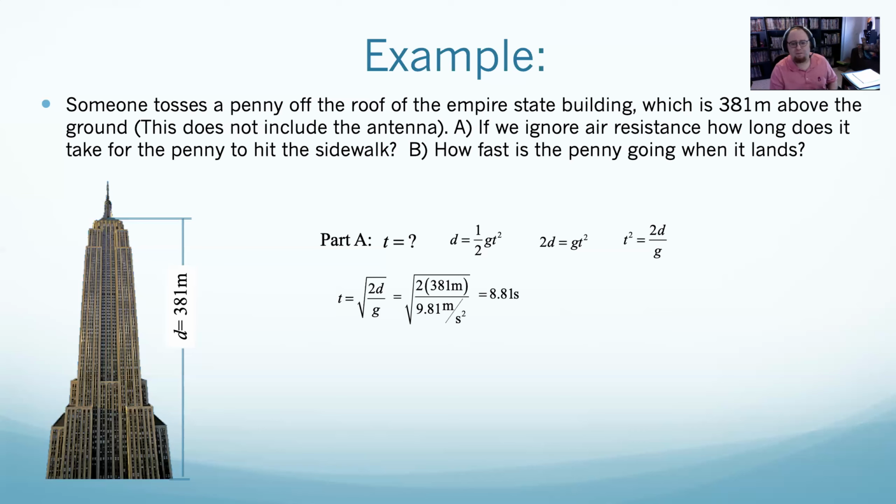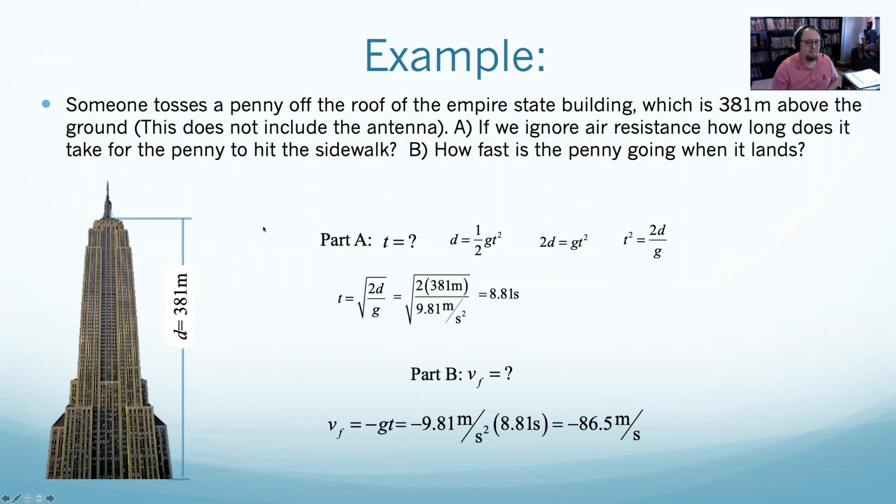Okay. Part B is how fast is the penny going when it lands? If you want to find how fast something's going, if it is dropped from rest, the velocity in free fall, the equation I gave before, is that velocity equals negative gt. So it's just going to be negative 9.81 meters per second squared times the time we just found, 8.81 seconds. This will often come up, that to solve part B of a problem, you need part A. But either way, I can do that math and get this speed. This says that it would be traveling at 86.5 meters per second in the downward direction, which is really fast.